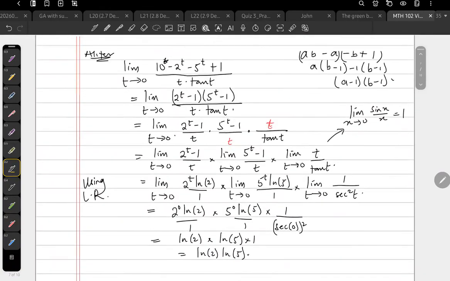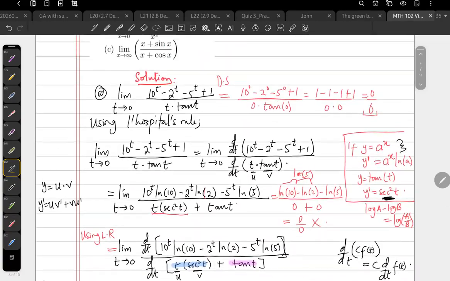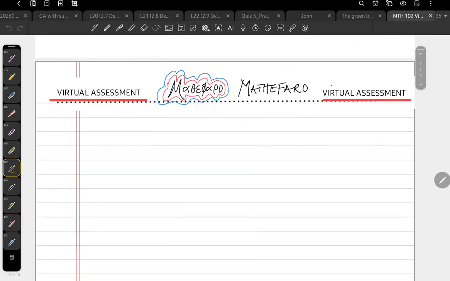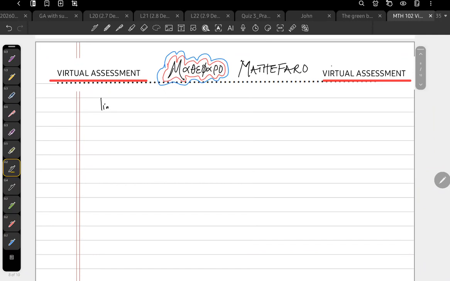And without wasting much time, with the last question, x plus sine x over x plus cos x, as x approaches infinity. So in this case, direct substitution will give us infinity over infinity. So we have to be creative with our manipulations.